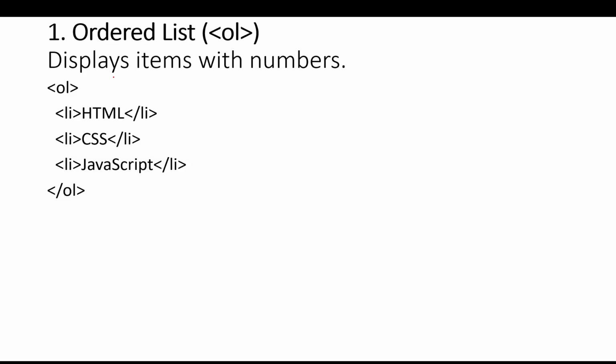An ordered list is used when sequence matters. For example, learning web development follows an order like HTML, the second CSS, and third we need to learn JavaScript. So if you want to display the content in the sequence of numbers, then we need to use the ordered list. Here OL means the ordered list and LI means the list items what you want to display in the web page.